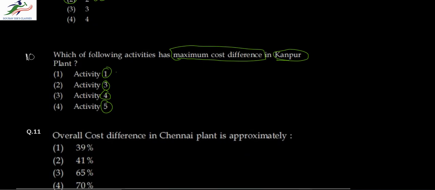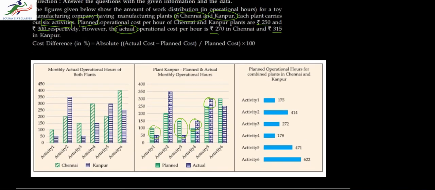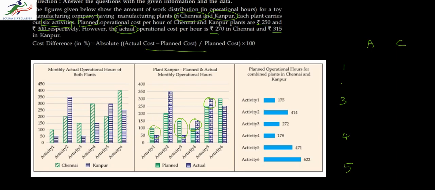But just to double check, we'll show you the calculations as well. So let's go with the calculations. Though we visually can find out that 3 is much higher than the other 3 activities. So 1, 3, 4 and 5 are to be compared for Kanpur, and we are comparing actual minus planned by planned as per the formula.